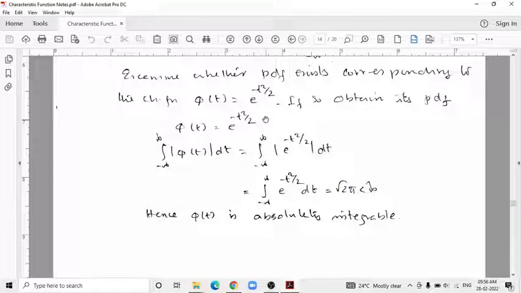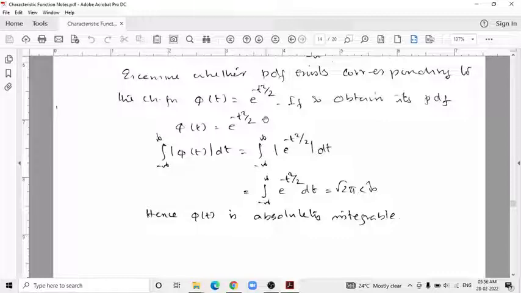For that we consider integral minus infinity to infinity modulus phi t dt, and that is equal to integral minus infinity to infinity modulus e raised to minus t square by 2 dt. That is, taking the modulus into the integral and replacing phi t by the respective equation e raised to minus t square by 2, and since it is always a positive function, it is integral minus infinity to infinity e raised to minus t square by 2 dt. And this is a standard integral.